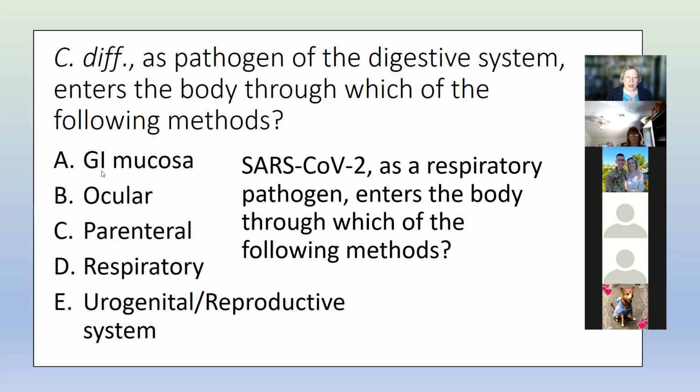Okay. GI mucosa, I would say that's a correct answer because we find it replicating in your intestinal tract. Who does that? If you're a virus, you're usually not that generalized, but SARS-CoV is. So I would accept that as a correct answer.